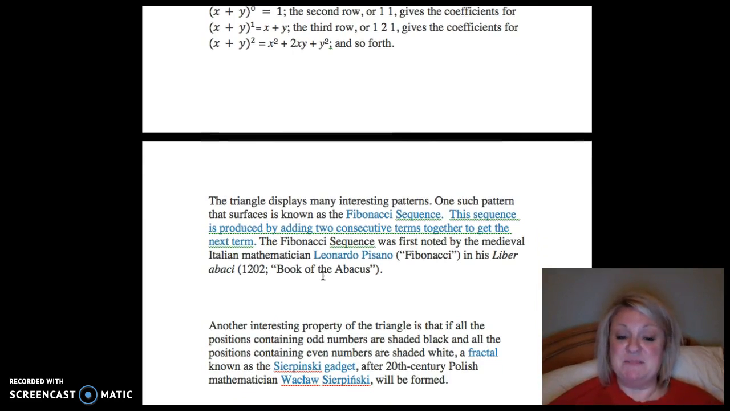The triangle displays many, many patterns. One of the patterns that is famous in this Pascal's triangle is called the Fibonacci sequence. This sequence is produced by adding 2 consecutive terms together to get the next term. The Fibonacci sequence was first noted by the medieval Italian mathematician Leonardo Pisano. He calls himself Fibonacci in his book that he wrote in 1202. But the Fibonacci sequence was actually one that you just did for your POD.